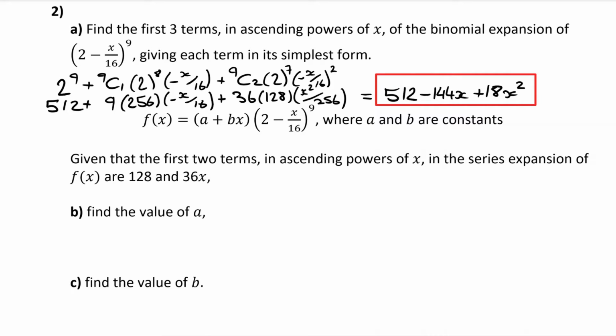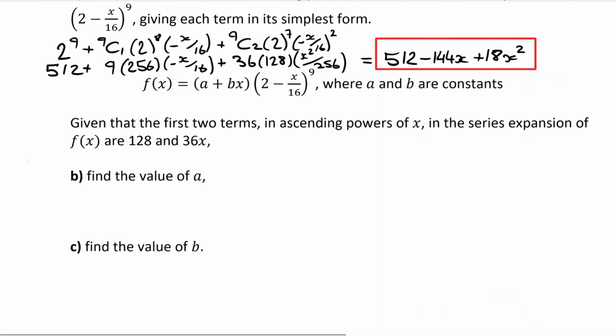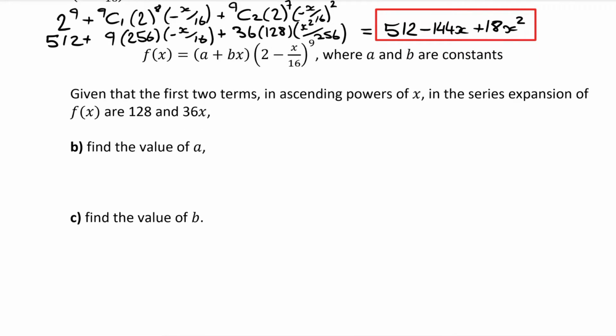Okay, so for part B now. Given that the first two terms in ascending powers of x in the series expansion of f of x are 128 and 36x, find the value of a. Alright, so let's look at (a plus bx) times (2 minus x over 16) to the power of 9. We have our expansion for that, so we can rewrite it as (a plus bx) multiplied by (512 minus 144x plus 18x squared). And all we have to do now is expand this.